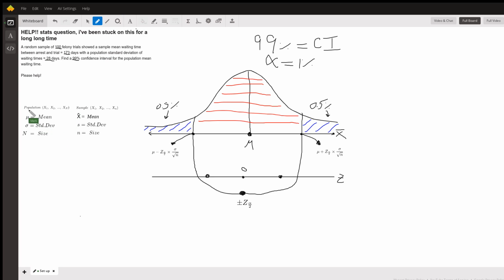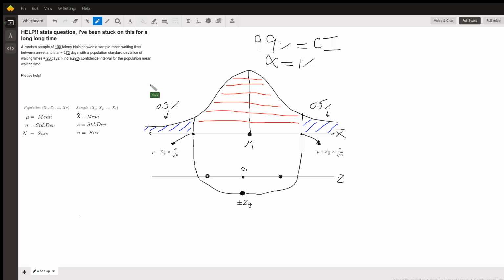When describing populations, your mean is mu, your standard deviation is sigma, and your sample size is capital N. And when describing a sample taken from that population, the sample size is lowercase n, standard deviation s, and mean is x bar. We're given all the information we need here to calculate this confidence interval. That's our sample size, our sample mean, our population standard deviation, and the level of confidence that we want here.